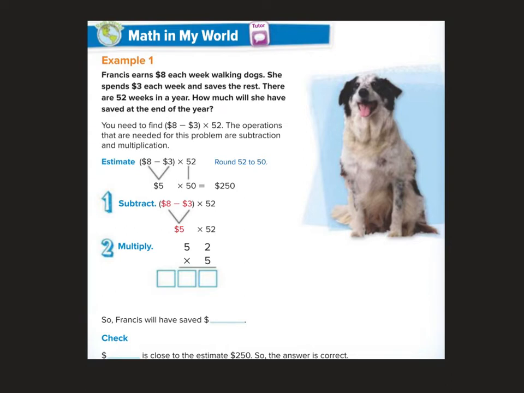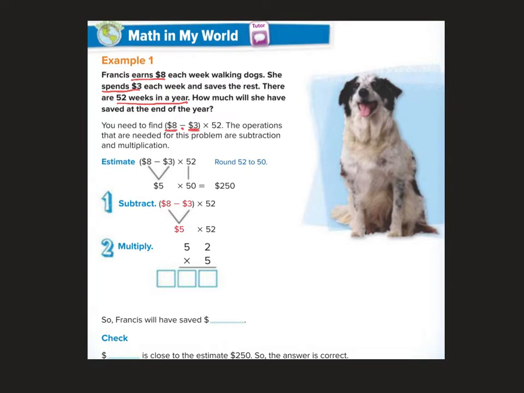Example 1. Frances earns $8 each week walking dogs. She earns $8. Okay, earns 8. I'm going to underline that. She spends $3 each week and saves the rest. There are 52 weeks in 1 year. How much will she have saved at the end of the year? Okay, so what we're looking at here is first we need to figure out how much she saves, right? In order to do that, we know that she makes $8, but then she spends $3.